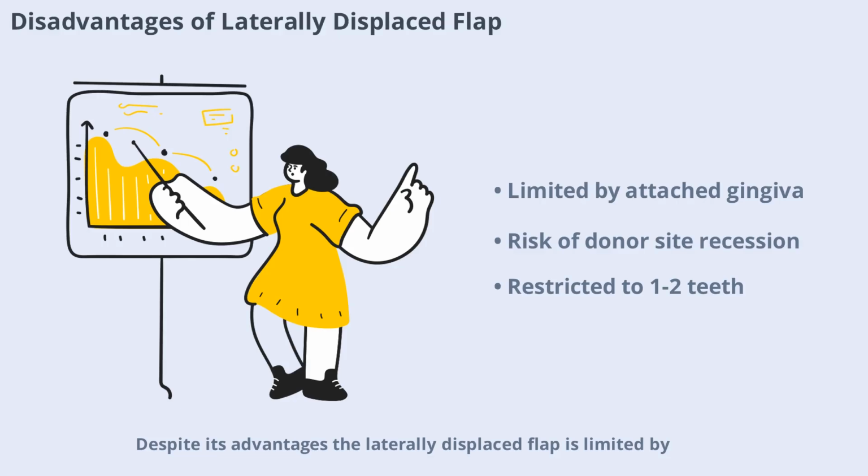Despite its advantages, the laterally displaced flap is limited by the amount of adjacent keratinized attached gingiva. There is also a risk of recession at the donor site, which can compromise aesthetics and function. Additionally, the procedure may lead to dehiscence or fenestration at the donor site, and it is generally restricted to one or two teeth with gingival recession. These drawbacks highlight the importance of careful patient selection and surgical planning. Next, we'll review the indications for using this technique.